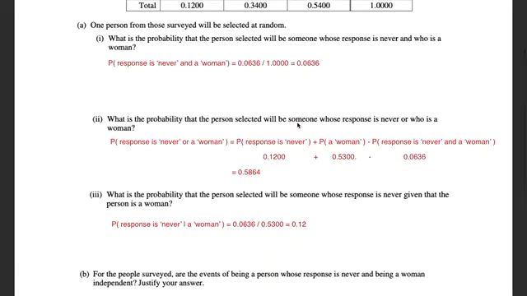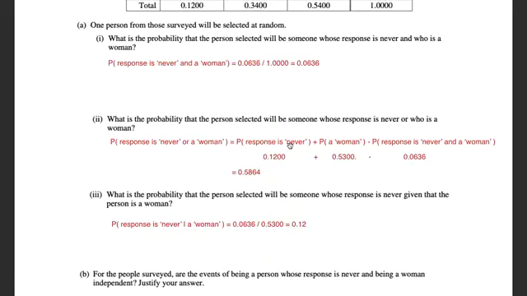So part 2 is an or probability. So what's the probability the person selected will be someone whose response is never or who is a woman? So again, I put it into the probability notation just to review it, never or a woman. So now I went and used a formula from the AP exam formula sheet. So an or probability is the probability of the first event plus the probability of the second event minus the and probability between those events.